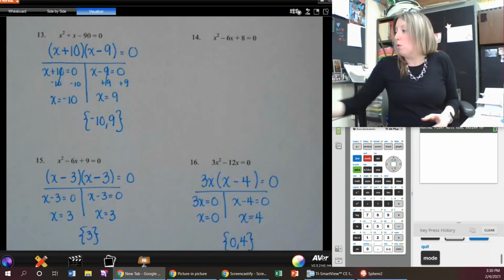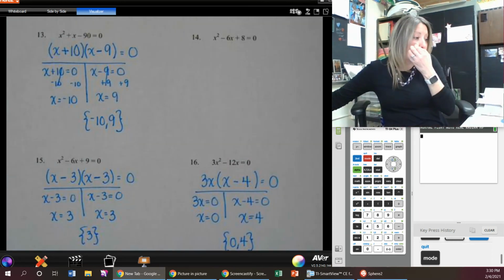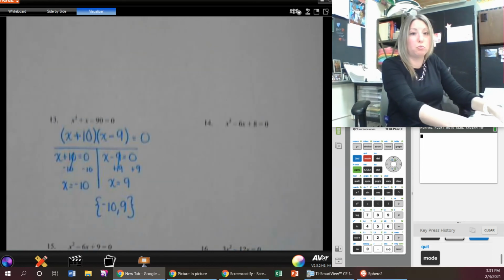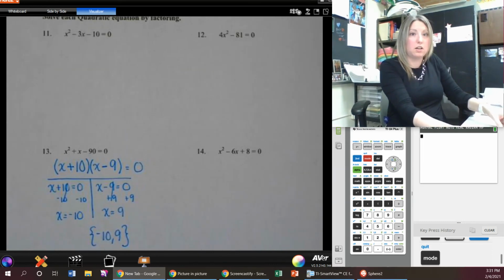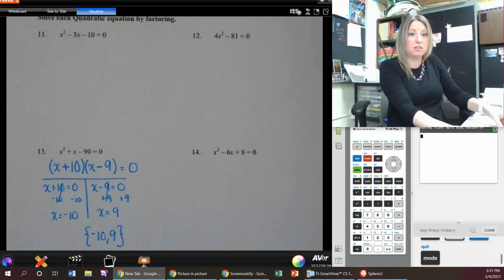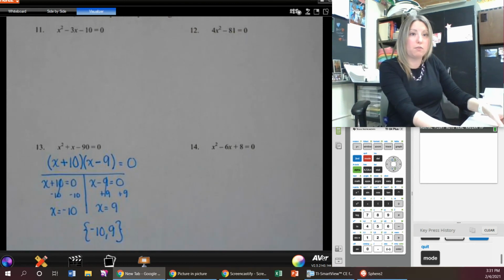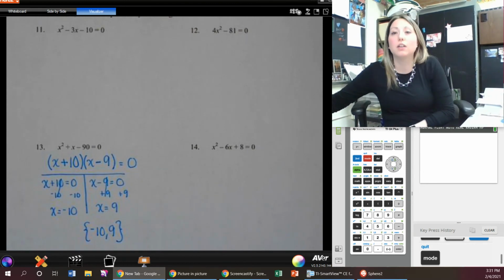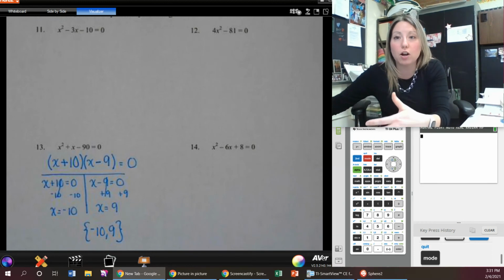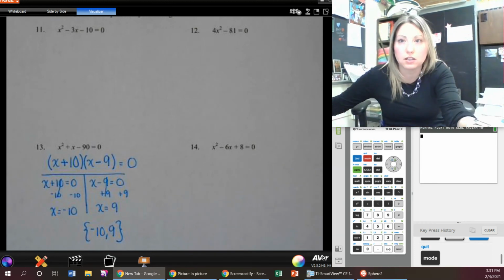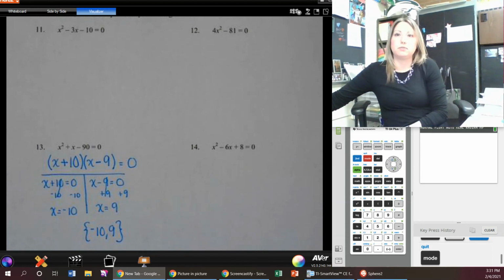Okay, so I want you to try number 11, number 12, and number 14. See how you do. You're lucky they're already in standard form, so that's one less step that you have to do. Pause it right here, give those a try, then we'll come back and check our answers. This is what's on your quiz. Make sure you're practicing this. See you guys in a sec.